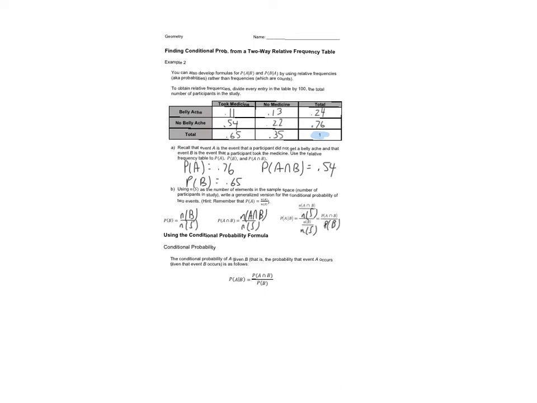And so we're just taking these very same pieces of data from the previous example and we're expressing them in decimal format. So that's what I wrote there in letter A and letter B. I just went ahead and filled out that information for us. The probability of A, no bellyache, was 0.76. The probability of taking medicine was 0.65, and the intersection of those two was 0.54. So I just wrote those in based on the relative frequency table.